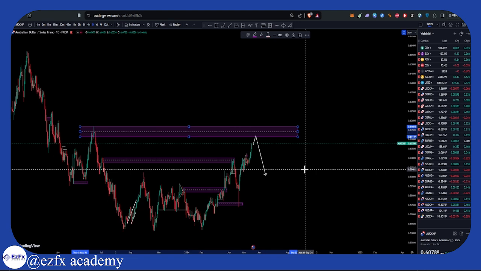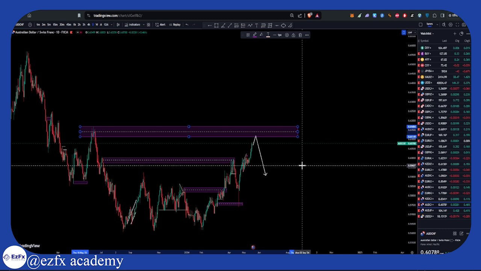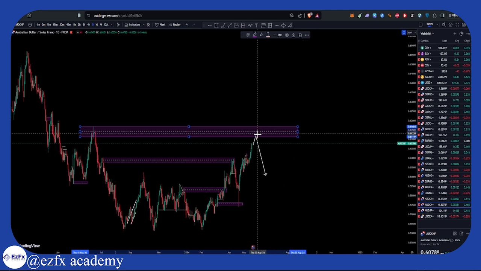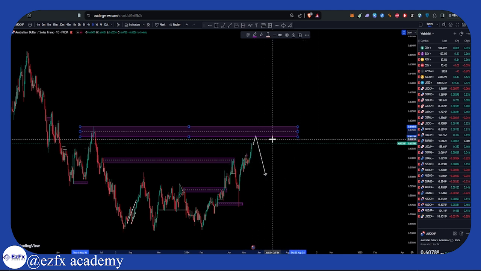This is between 0.61684 and 0.61149. If I get to see price push up into that zone, then definitely I'm watching out for sales. So overall my bias on AUD CHF is a sell, but I would prefer to take that sell when I get to see price come up into that supply zone.